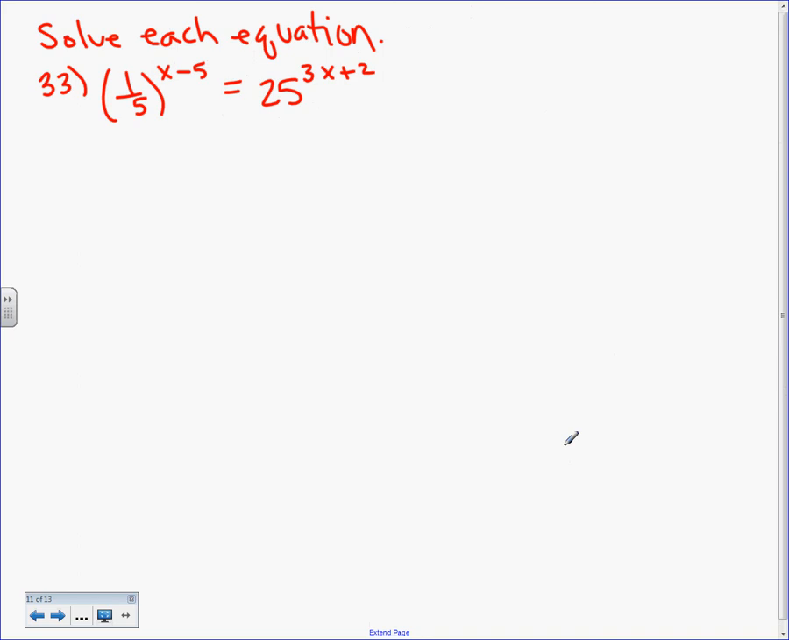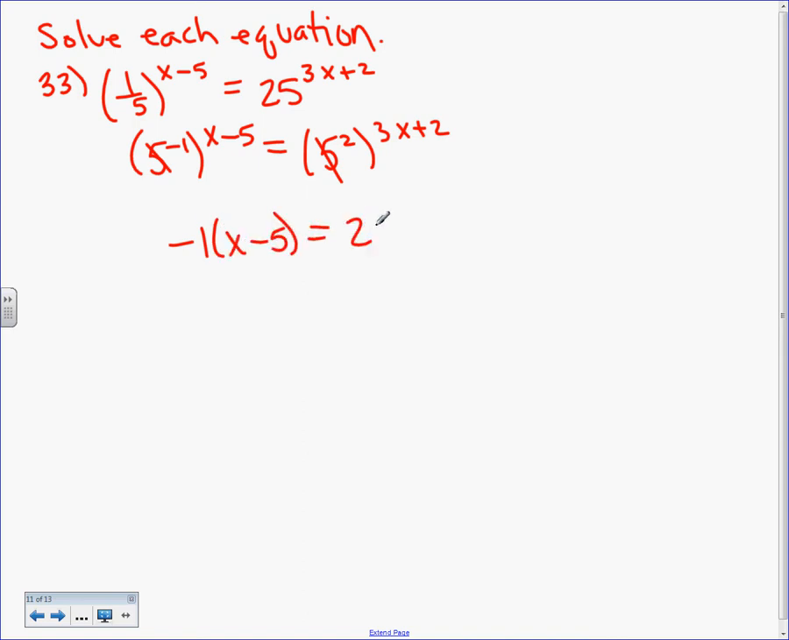Okay. On this one, go with your gut. What do you think the bases are going to be eventually? 5s, right? 5s, okay? So I'm going to go ahead and make this 5 to the negative 1, still to the x minus 5. Is everybody okay with what I did? I moved it to the top so the exponent changed signs, okay? And this is obviously 5 squared, right? Anybody confused there? Okay. I'm going to go ahead and essentially set the exponents equal. So negative 1 parentheses x minus 5 equals 2 parentheses 3x plus 2. Distribute: negative x plus 5 equals 6x plus 4. Take your time and find x for me, please.